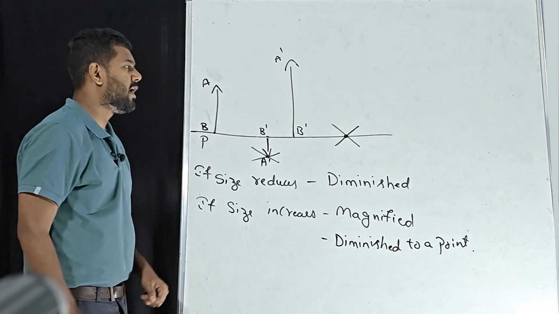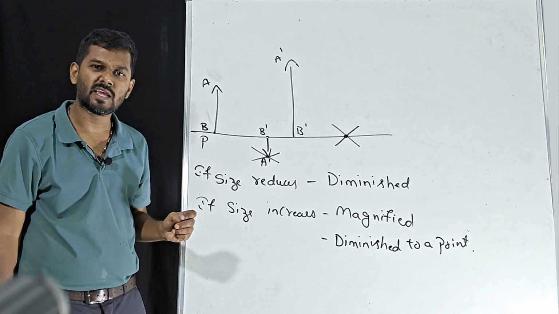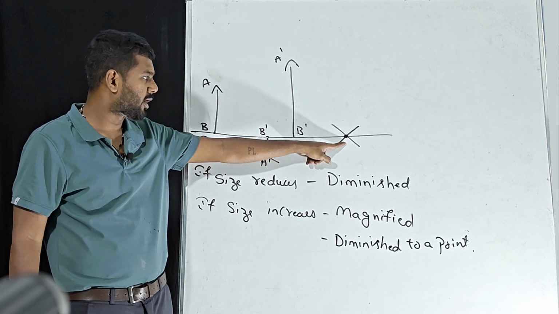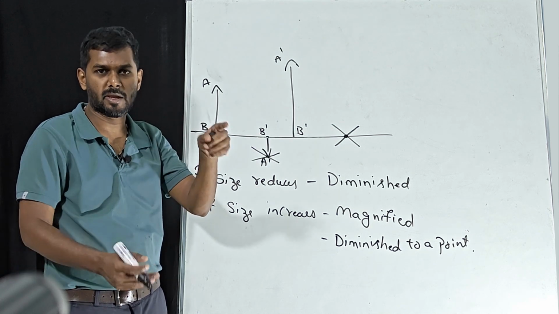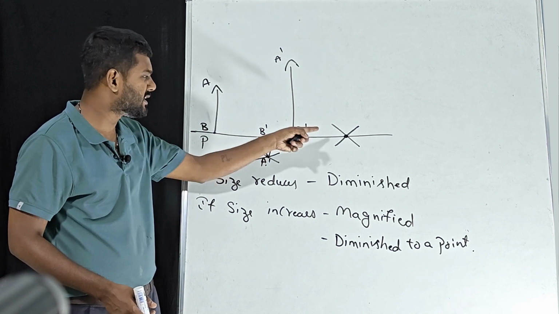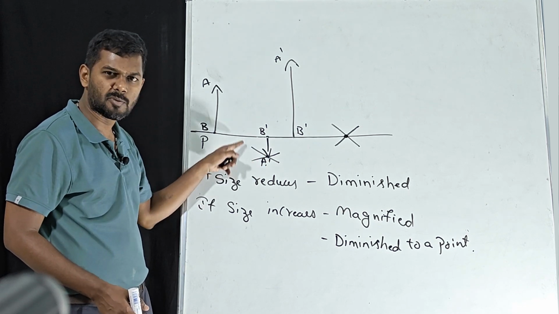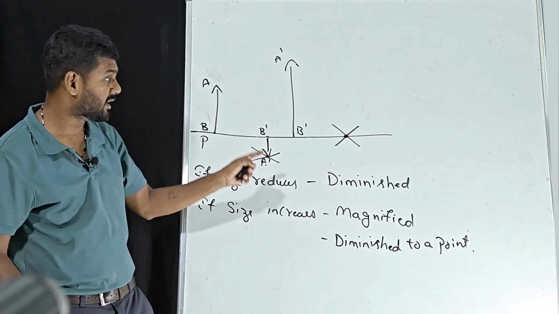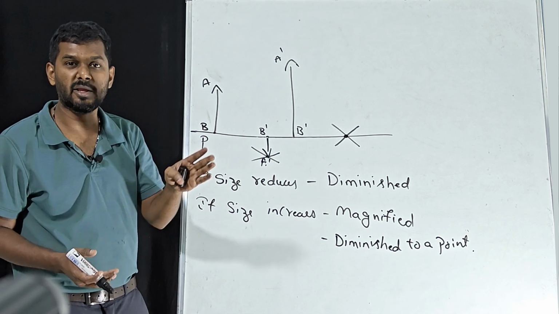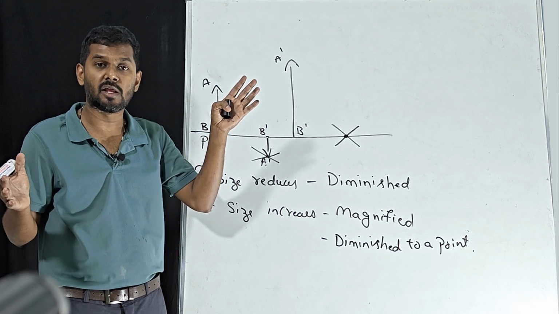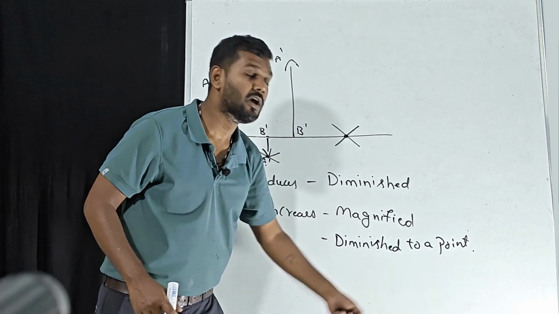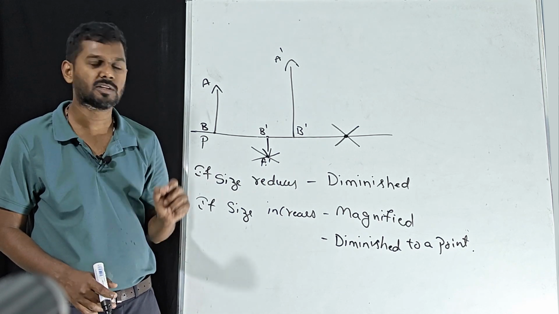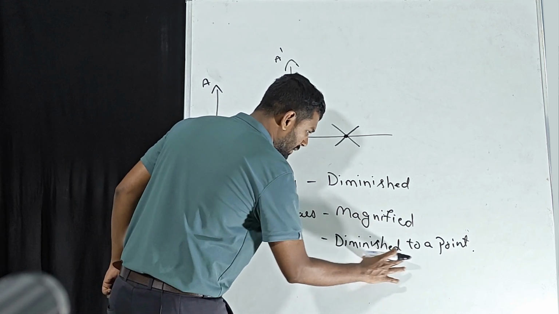Very simple. From where are we calculating the size of the image? From the principal axis. If the intersection is on the principal axis, we cannot get a bigger image. Here, the intersection is somewhere below the principal axis, so from the principal axis till this intersection is the size of the image. If the intersection is on the principal axis, that means the image size has been reduced to a point. So it is a point-size image, and we write it as diminished to a point.